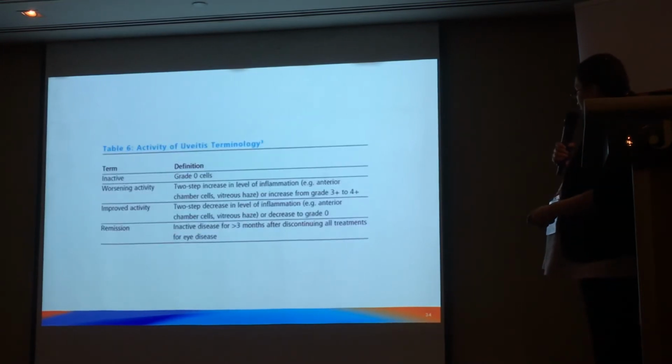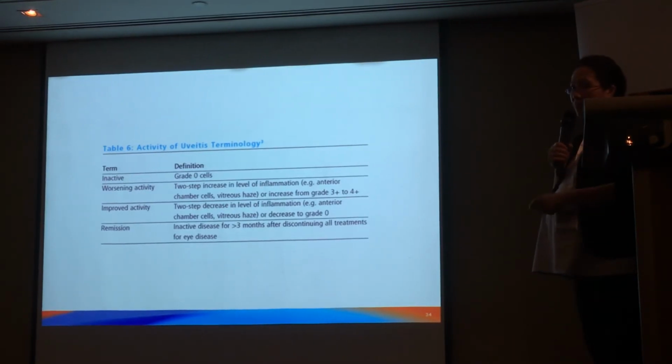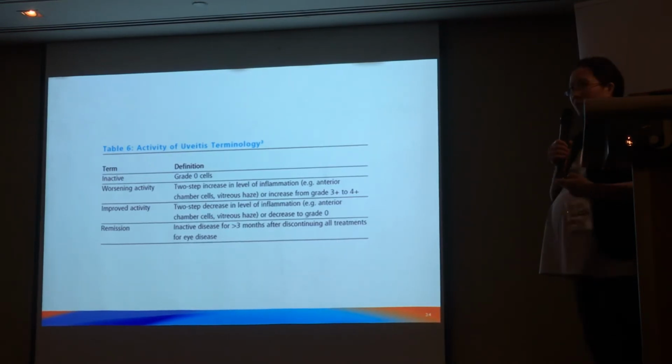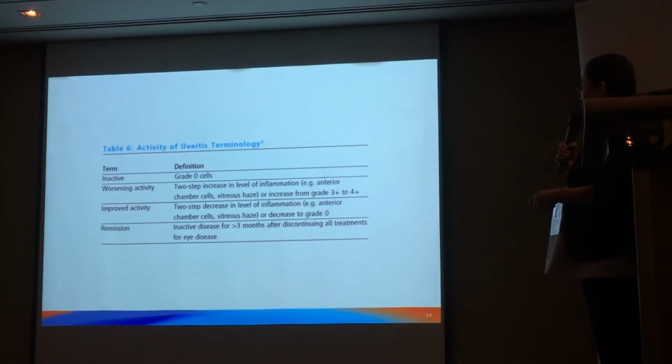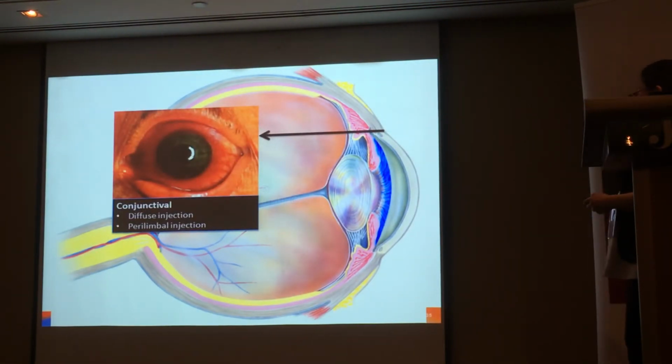Again, as I've said earlier, to say that a patient has improved activity, you have to have a 2-step decrease in the level of inflammation. You might not be seeing the patient the next time around, but it's good to document the amount of cells, because when somebody else, your colleague, reviews the patient, they can tell if the patient is responding. Just a few slides to illustrate some clinical signs.